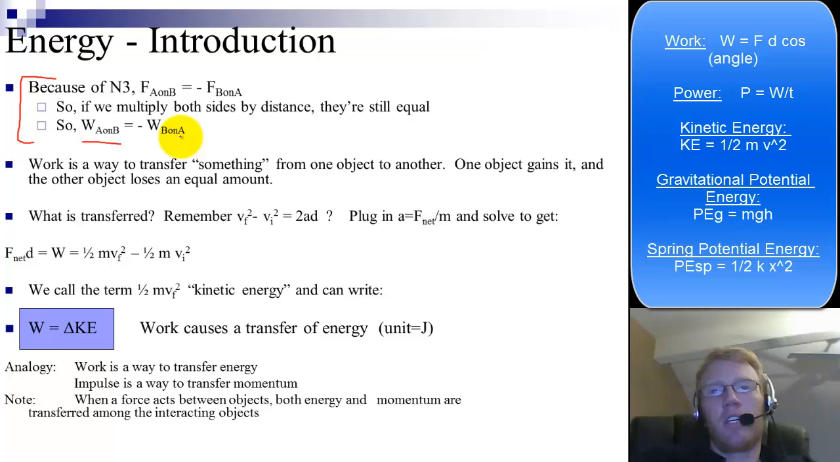So that means if one thing does work, it's going to lose something, and the other thing is going to gain something. Back when we were talking about impulse, we named that quantity that was gained or lost momentum, but now it's something different because instead of multiplying by time, we are multiplying by distance.